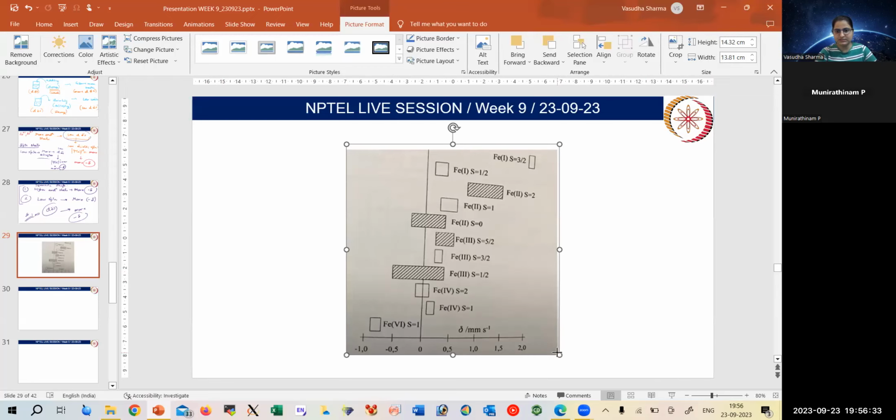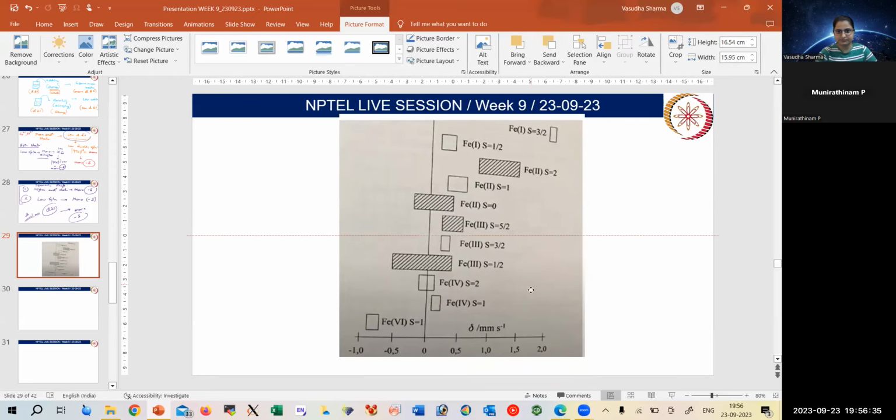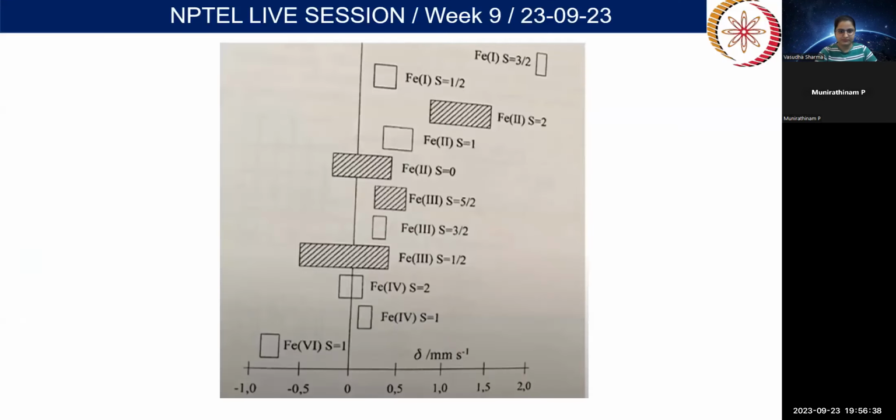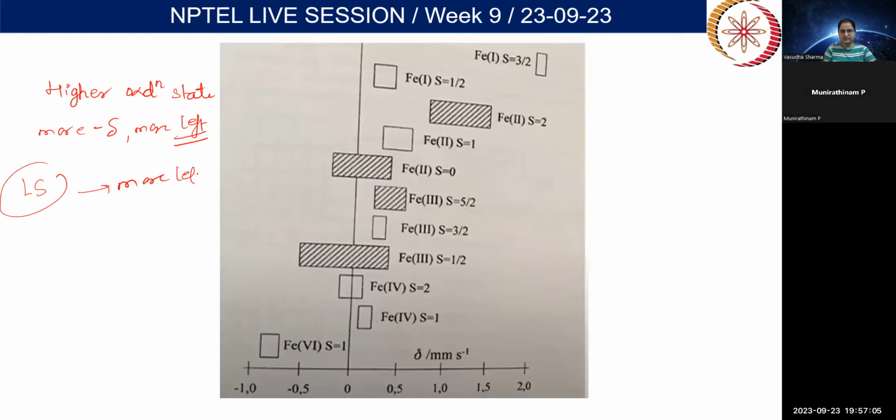Okay, so if you will see here now. Just see the oxidation state first. We said higher oxidation state, more negative delta, that means more towards left side. And if low spin is there, that is also more towards left side.